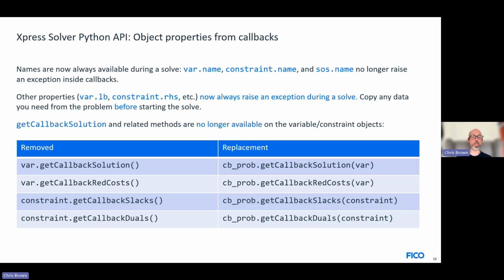And because of the thread safety issues, these functions are no longer available, but there is a simple replacement, which is to access that data via the callback problem that's passed into your callback function. So for example, if previously you would have called variable.getCallbackSolution, now you would call problem.getCallbackSolution and pass the variable in as an argument.